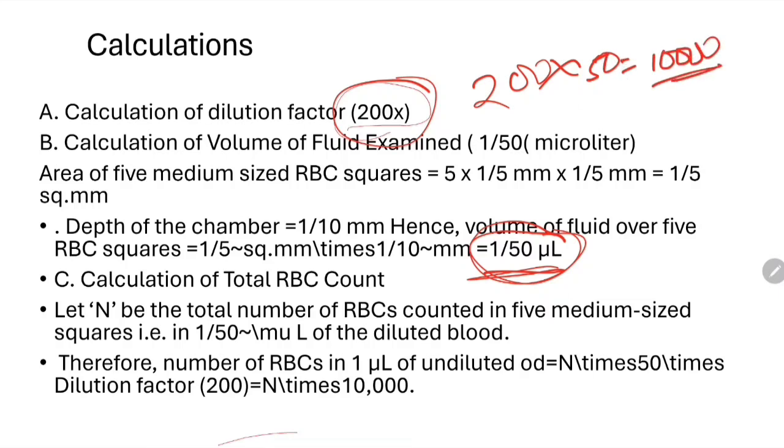So whatever RBC cells you get in the 1 by 50 microliter of blood, you have to multiply by 10,000 and then you will get the actual final number. Clear? And that is actually the RBC count. So read it nicely.